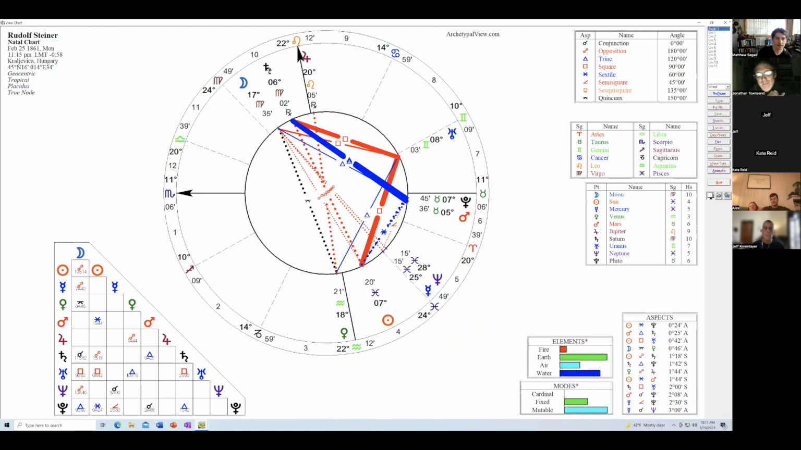Did you want to say something? Well, just that there are pictures of Steiner looking very Sun-Saturn, very serious, overworked, exhausted. And then there are other pictures of him smiling and warm, and you really see the Jupiter-Venus. So he has these two basic moods. I think it depends which photo you get. Yeah, I haven't seen the Jupiter-Venus photos, I don't think. There are some.